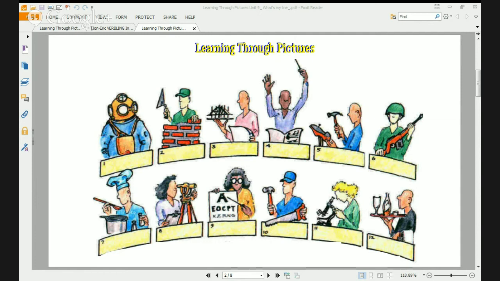What is the occupation? What's the job of the person? Let me see. 1, 2, 3. What is the occupation of the person 1, 2, 3 spaces to the right? Listen carefully. What's the job of the person 3 spaces to the right of the engineer? Which number am I referring to? 3 spaces to the right of the engineer.